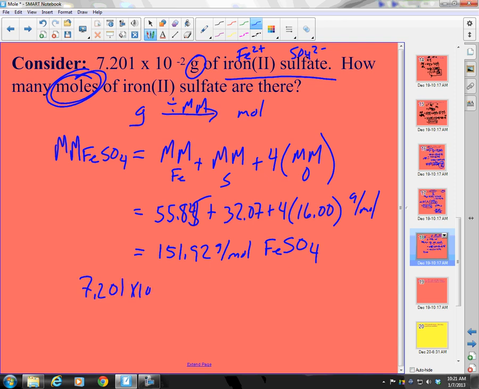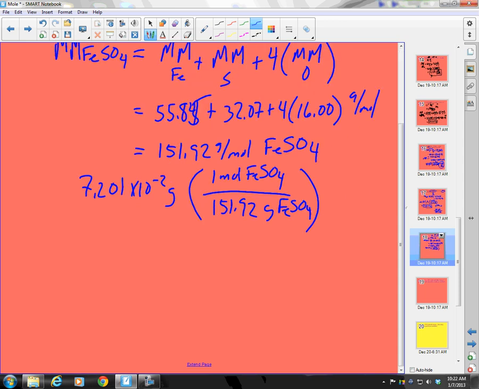So I have what? 7.201 times 10 to the minus 2 grams times 1 mole of iron sulfate per 151.92 grams of iron 2 sulfate. So I'm going to take my 151.92, invert, times 7.201 times 10 to the minus 2. And it looks to me like I get a really small number.